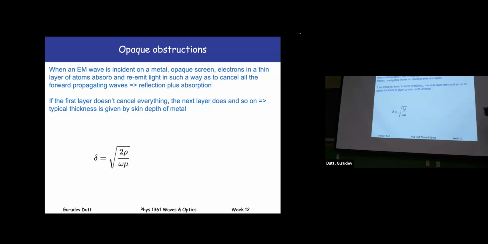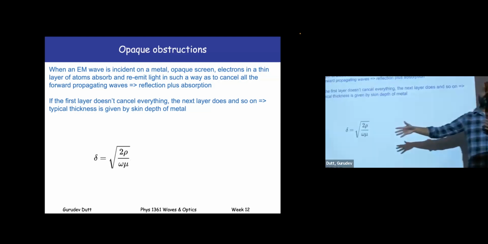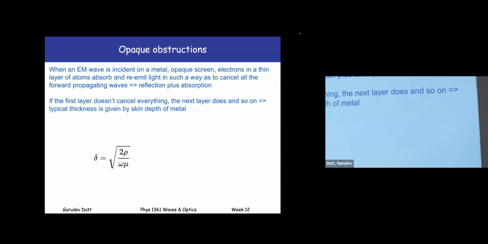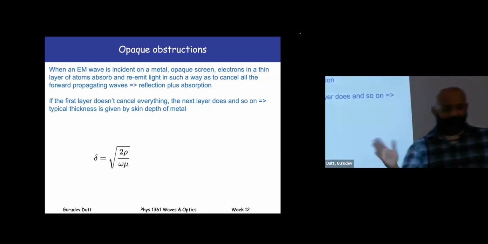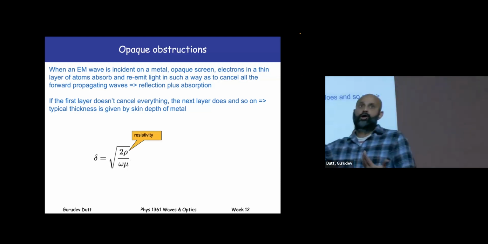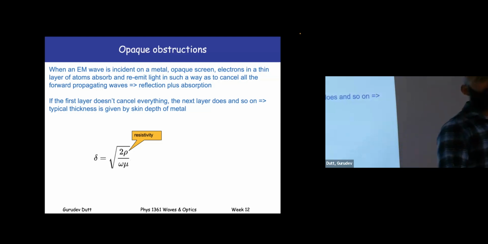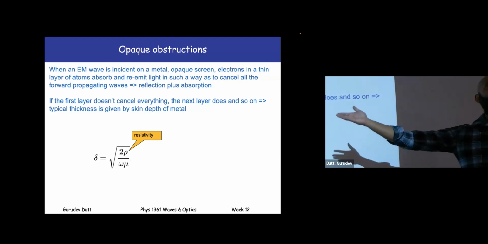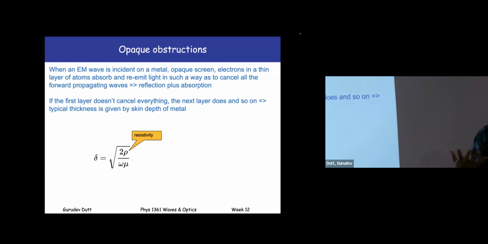So there's no more electric field beyond the first few layers. Even if the first layer of atoms in the metal doesn't cancel everything in the forward direction, the next layer will cancel some more, and the next layer some more. In fact, there is a well-known formula for the thickness of metal you need to cancel all of the field going into the metal. This is called the skin depth, and this is the formula. I'm not proving it, just giving it to you. Here rho is the resistivity of the metal, or one over the conductivity. So the higher the conductivity, the smaller the thickness delta will be.